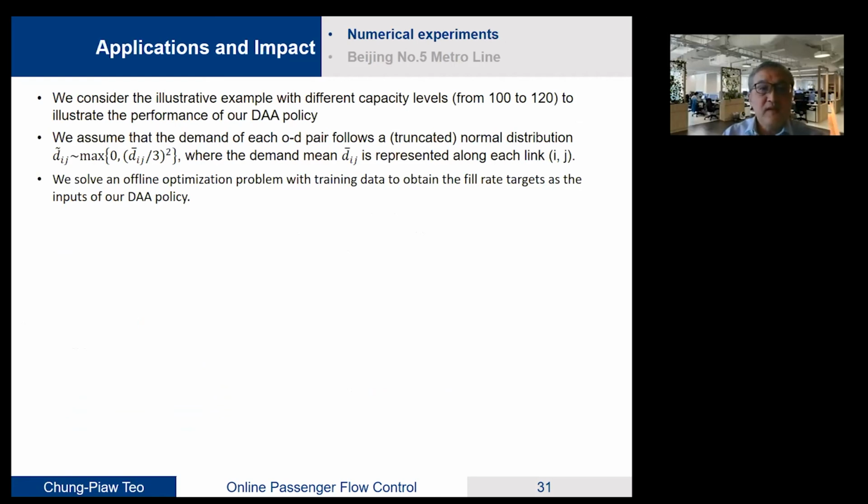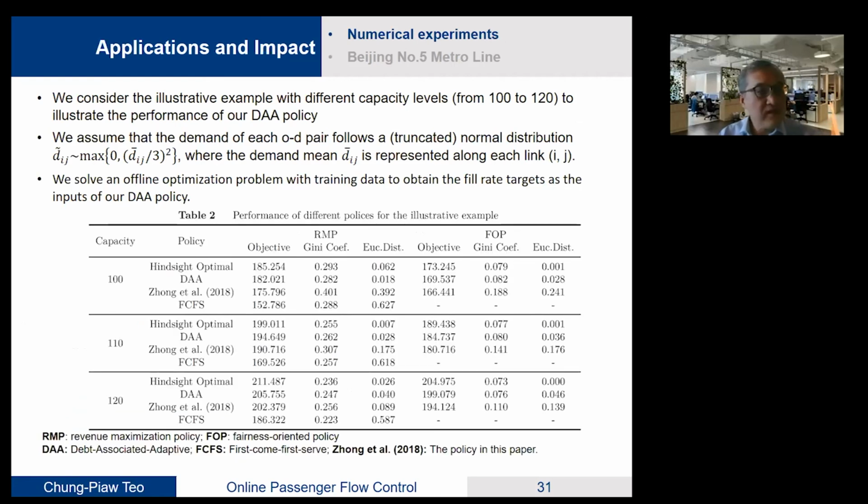Now we have done this comparison. Let me show you some simple numerical results just to give you a sense of how this idea performs in numbers, in computational experiments. So what we do is basically we have, of course, random demand. These are the parameters for the random demand.